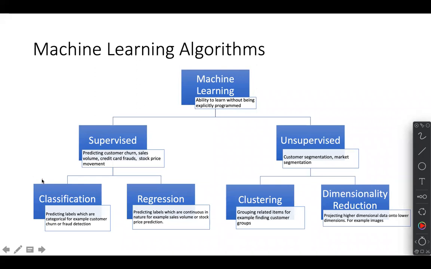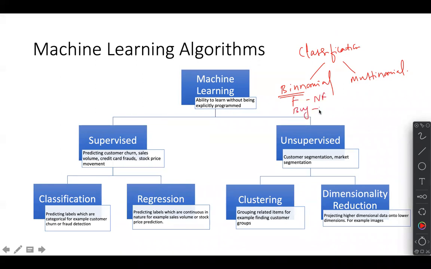And in classification also, there are two different types. Classification can be further divided into one called binomial classification and the other one called multinomial classification. So binomial problems are where you are categorizing into two different categories: fraud, not a fraud; buy or not buy. They are called binomial problems.